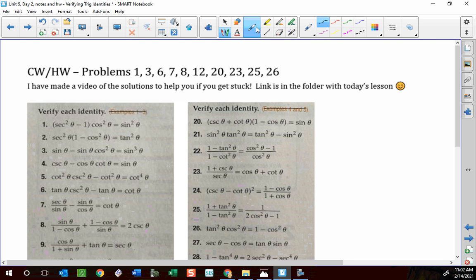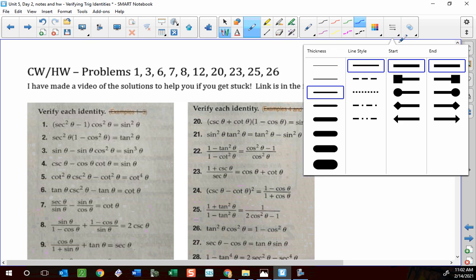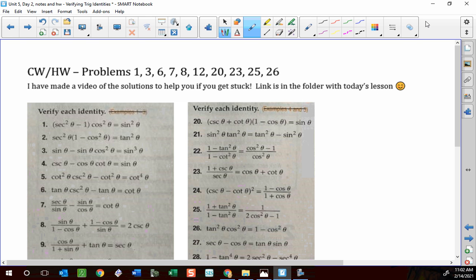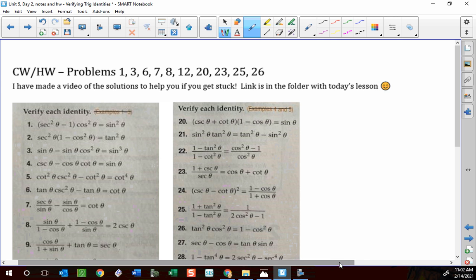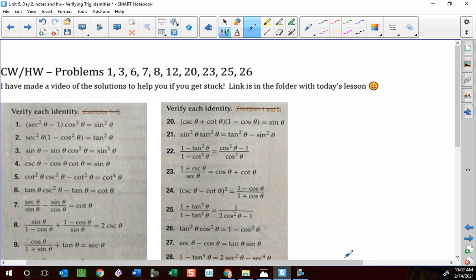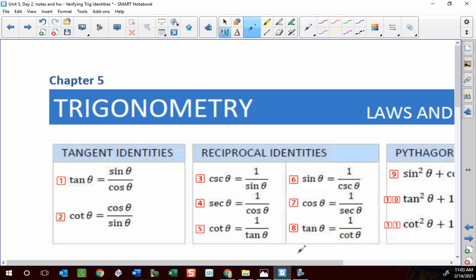All right, let's take a look at a few of these problems here. Now the first few are not too difficult. Remember, we're only going to stick with working on one side or the other at a time. So number one, you got your formula secant squared minus 1. So let's check out the formula sheet and see about secant squared minus 1.